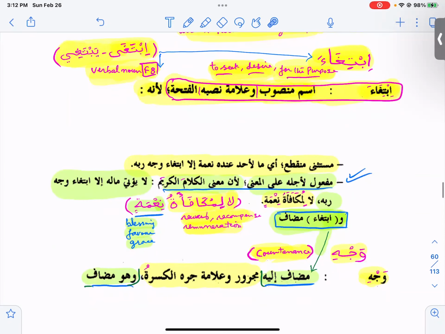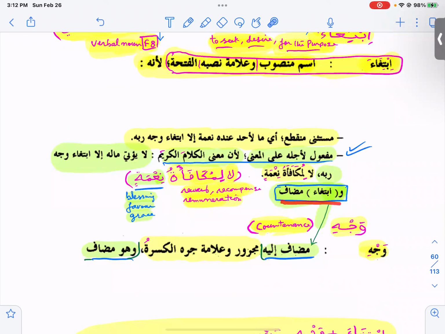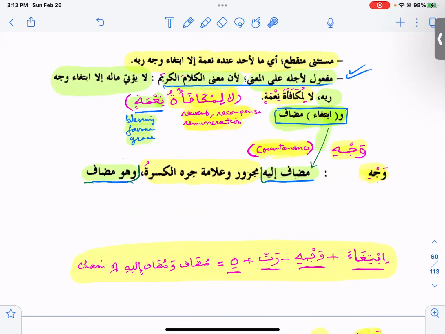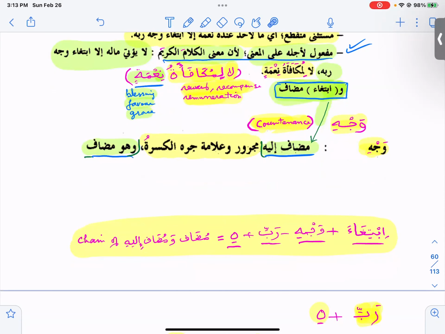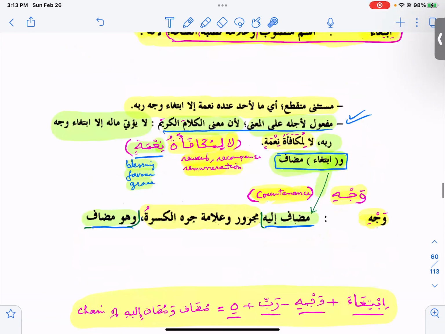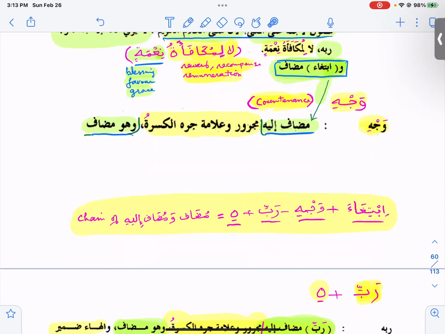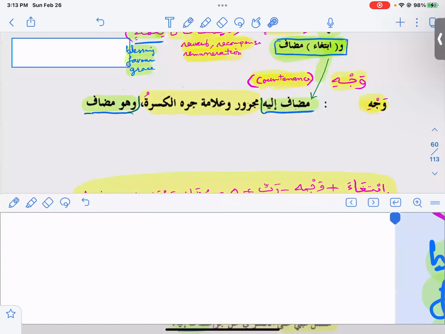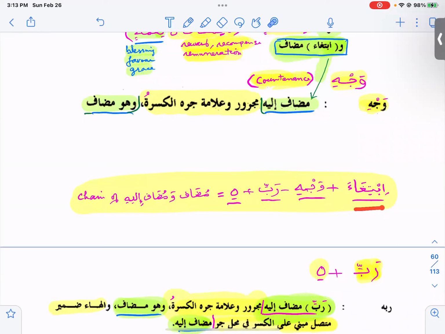Yeah, that is all. So then we have ibtigha', mudaf, wajhi, mudaf ilayhi, countenance. Wajhi is the countenance, majrurun wa alamatu jarrihi kasra, wa huwa mudaf. Here we have a chain of mudaf, mudaf ilayhi. Ibtigha', to desire. Ibtigha'a wajhi rabbihi: mudaf, mudaf ilayhi chain. See, ibtigha', then mudaf, mudaf ilayhi, wa huwa mudaf, mudaf ilayhi.